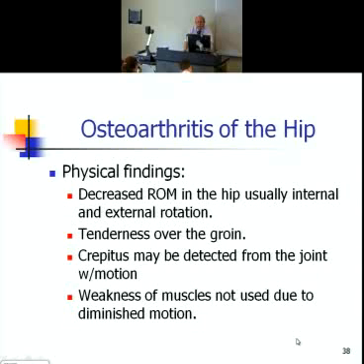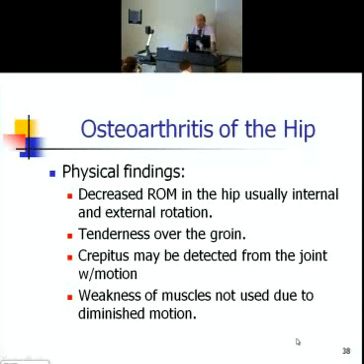They'll have decreased range of motion on physical exam. Usually internal and external rotation will be most dramatically impaired. They'll have some tenderness over the groin, but you have to push hard. The joint is pretty far down. And if you just push very gently on the groin, usually that will not elicit the pain. It's a good idea to start gently, but if you don't get a response and you're expecting that the patient should have some tenderness, you gradually start to push a little more vigorously.